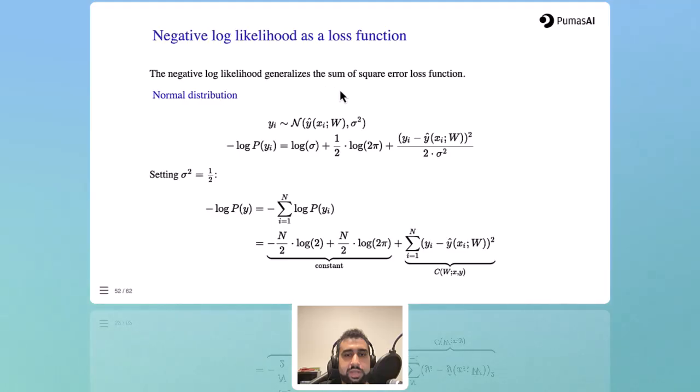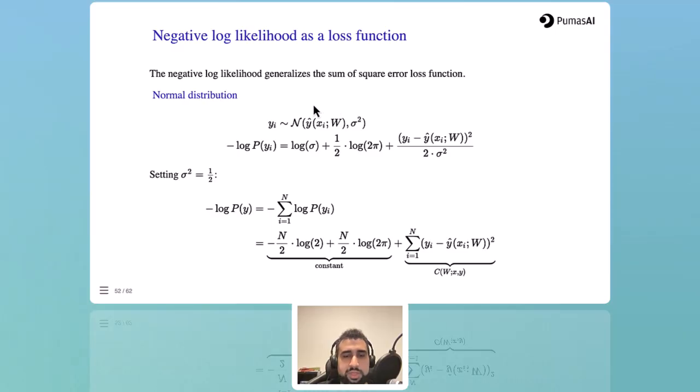We actually show here that it's equivalent essentially to minimizing the sum of square error for a special choice of sigma square. So you have to fix sigma, and then you get this constant here that you can drop from the optimization. Because it's a constant, when you take the gradient of this, it is going to be 0 with respect to all of the parameters of the neural network.